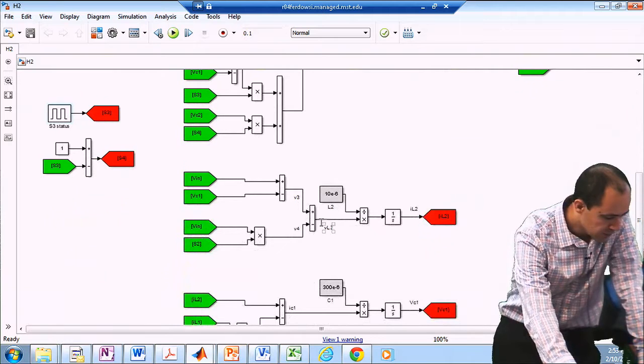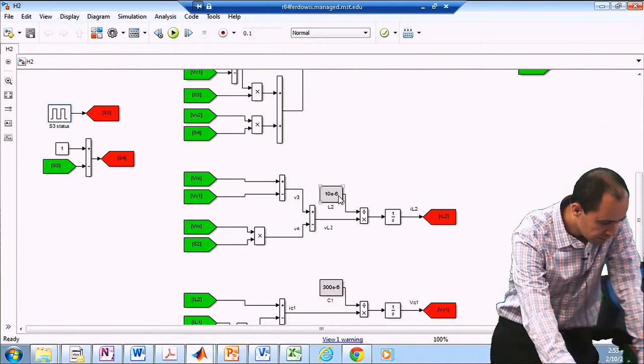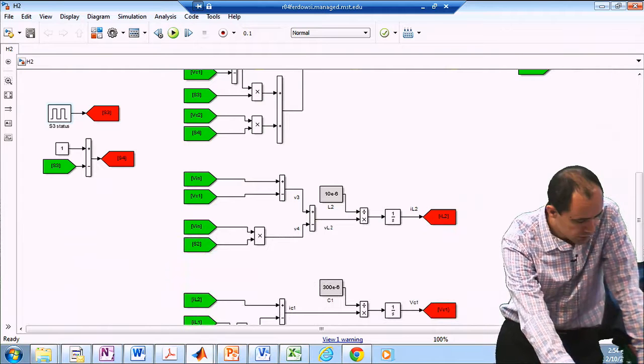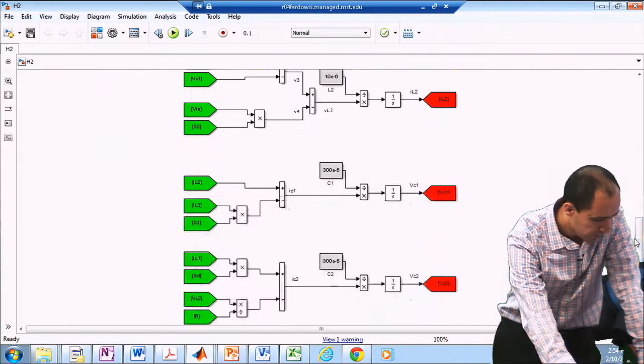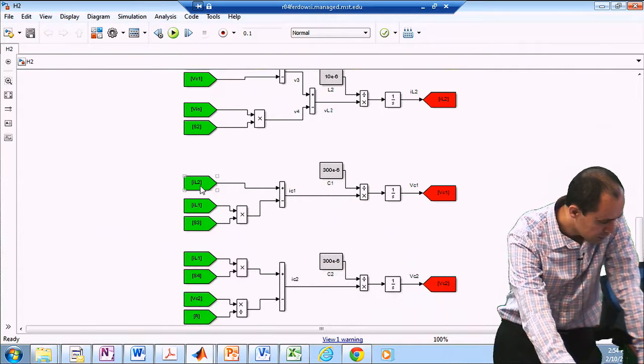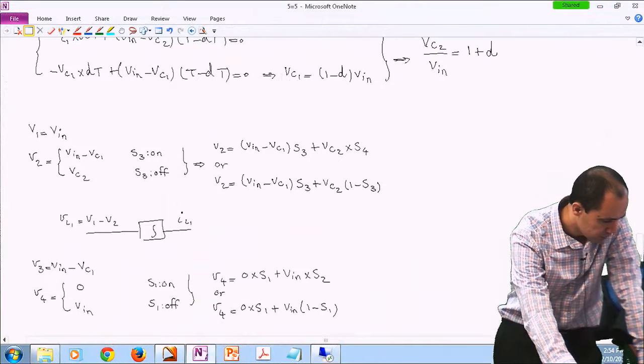Same thing, for VL2 you synthesize it, divided by the value of the inductor, integration, IL2. And then for the capacitors, you have to synthesize their currents. IC1 is IL2 minus IL1 times S3. Okay, let's take a look.